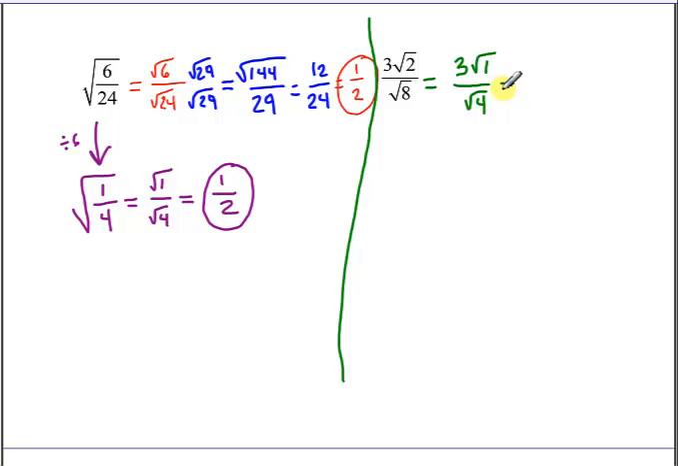Okie doke. How about we square root the 4? That's a perfect square. So we're going to do 2 on the bottom, and 3 times the square root of 1 is just 3 times 1. That's final answer of 3 over 2.